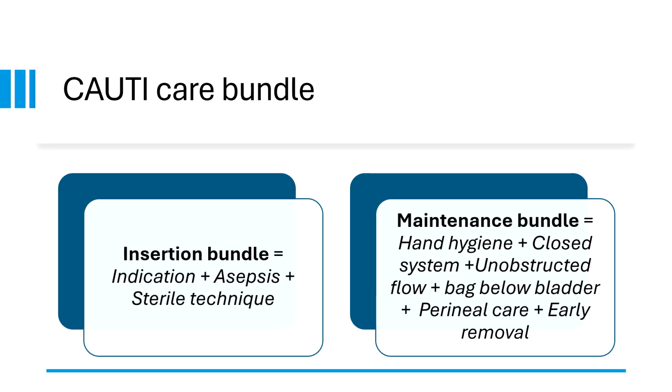Maintenance bundle care. So hand hygiene is very important for the prevention of hospital acquired infection. Follow 5 moments and do proper steps. Closed system is required. There should be an unobstructed flow. The catheter should not be kinked or kicked anywhere, and the bag should be below the bladder level. A perineal care should be applied, and daily one has to assess whether this patient requires continuous catheterization. As early as possible, remove the catheter.